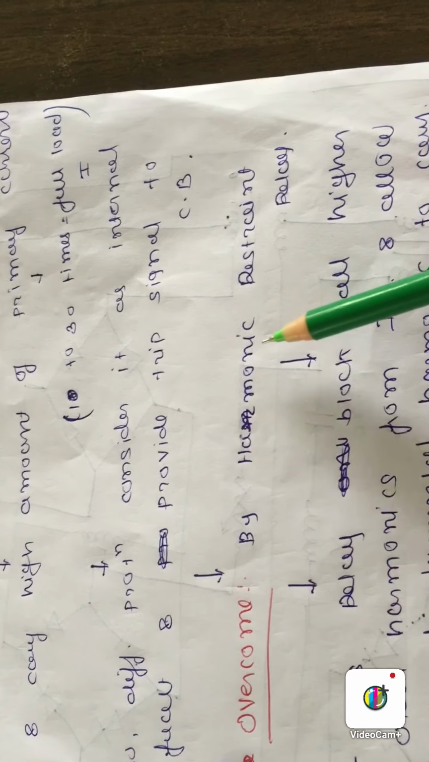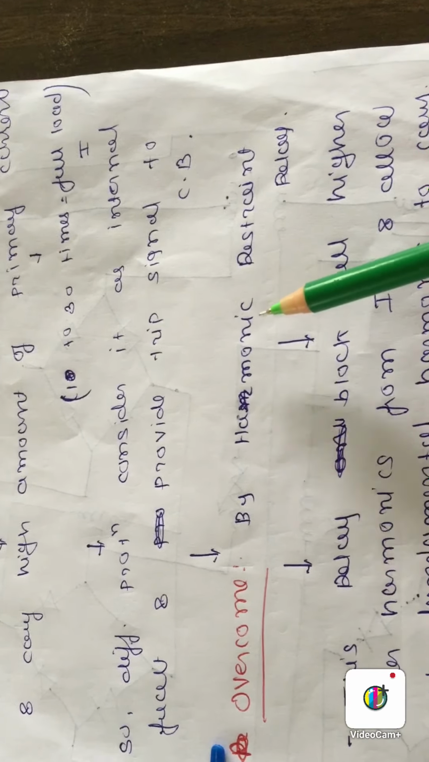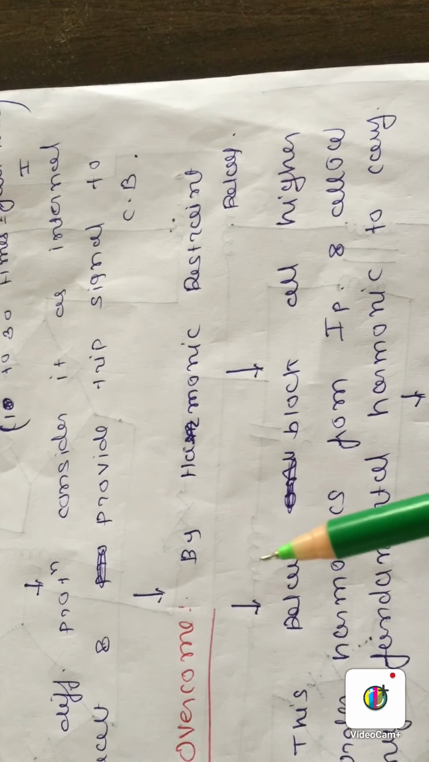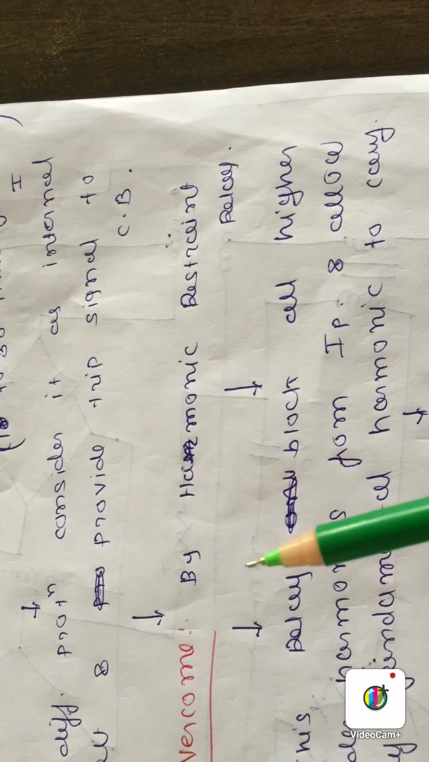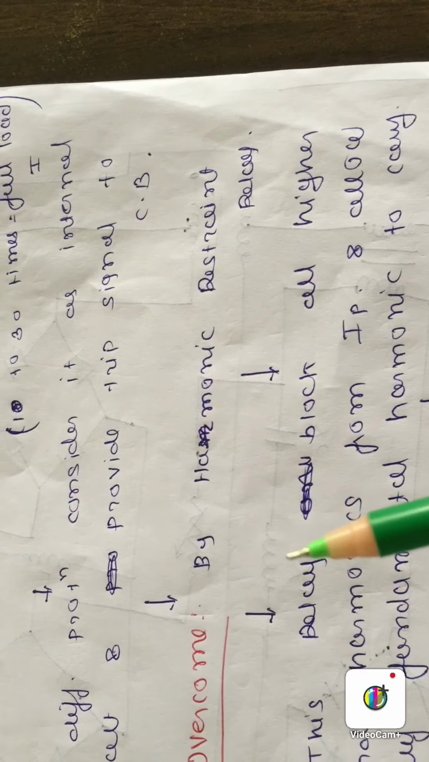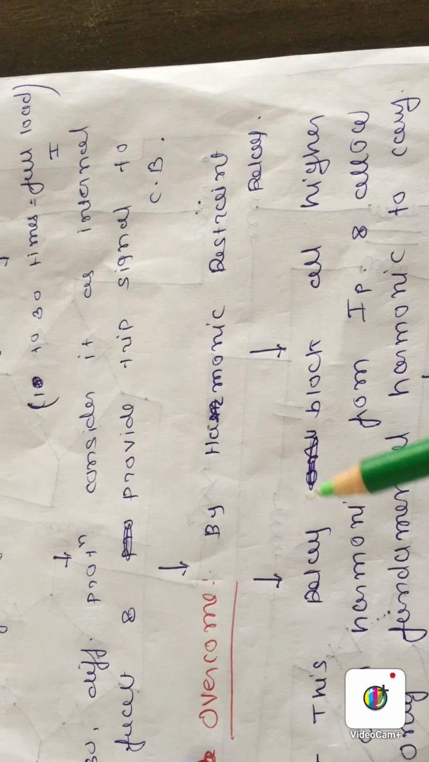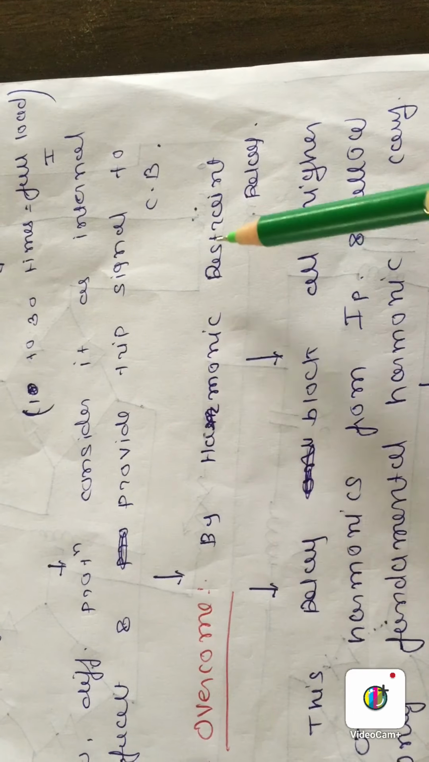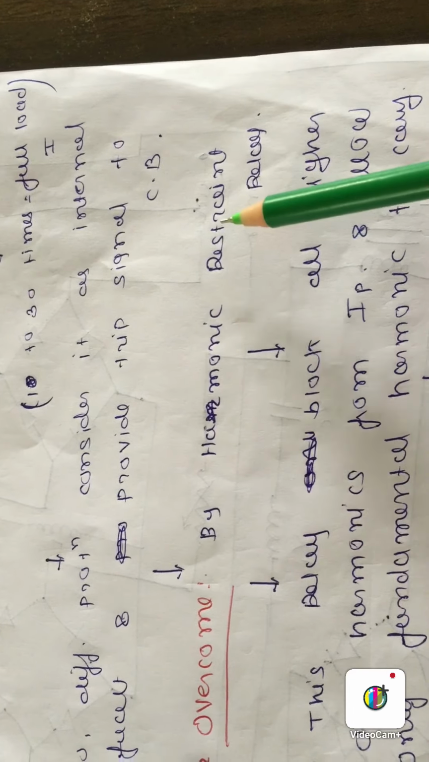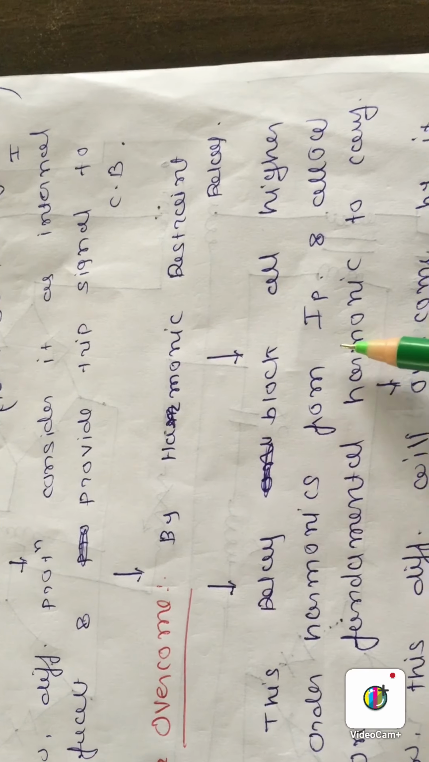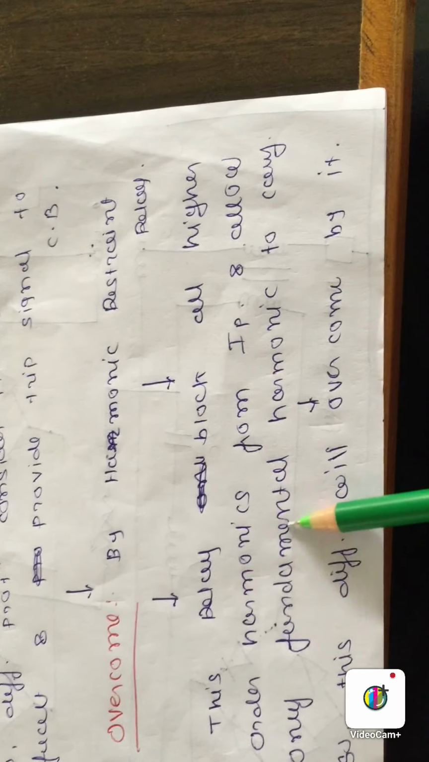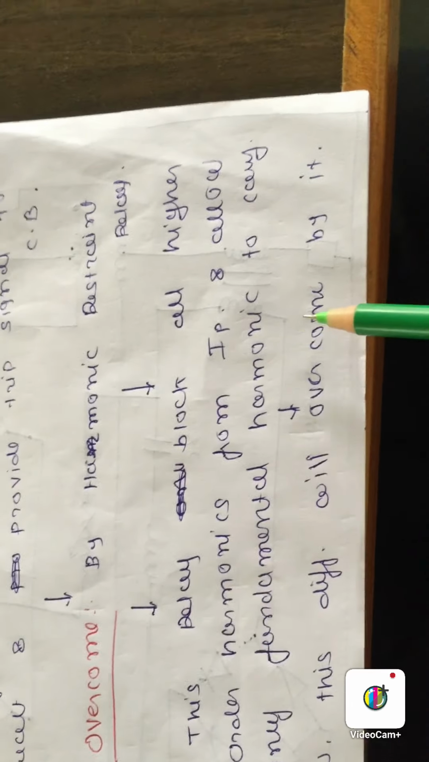This relay basically nullifies the harmonics added into the primary current. At starting of the transformer, the primary current, which has a very high value, has a number of harmonics in it, and due to those harmonics it goes beyond its value. So this harmonic restraint relay nullifies or removes the higher order harmonics from the primary current, and allows only the fundamental harmonic to the relay.